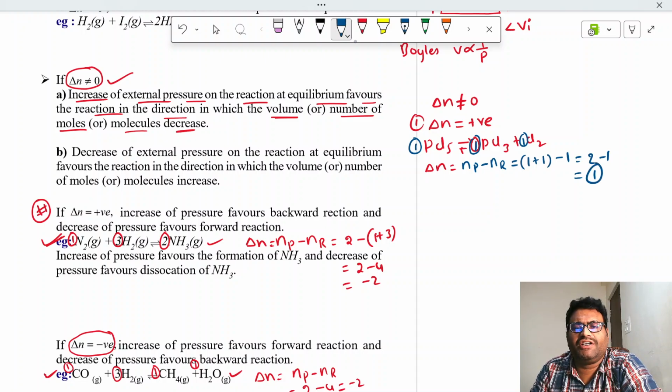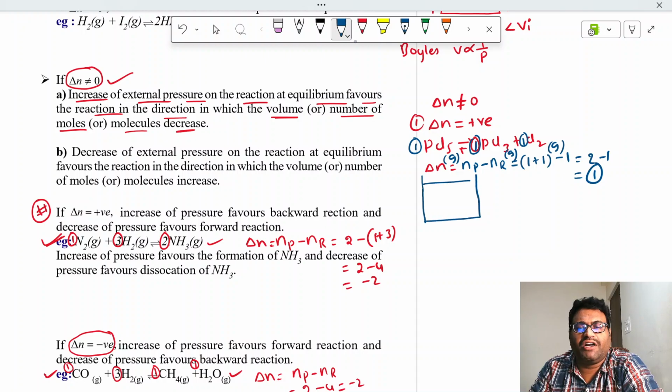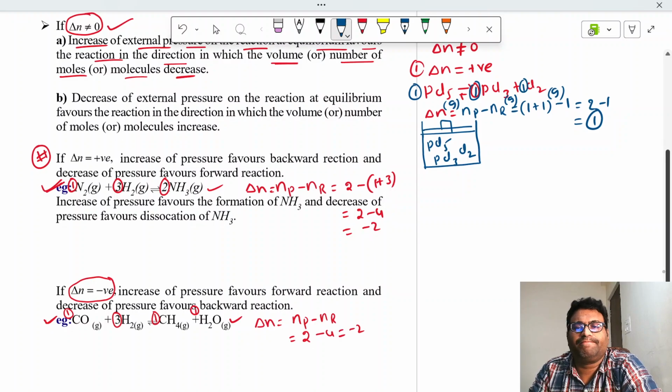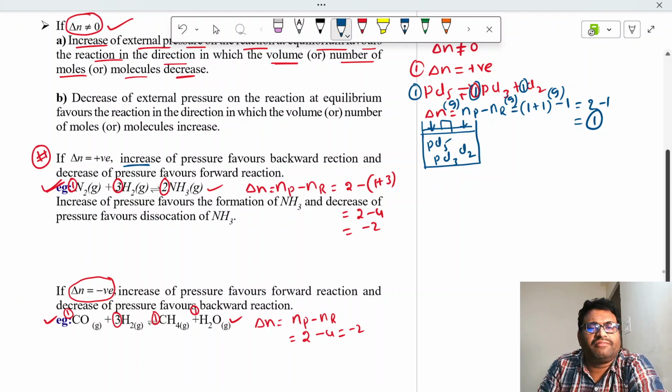For PCl5, all are gases. In which state are they present? All are gases. So now in this container, PCl5 is present, PCl3 is present, and Cl2 is also present. All are present. Now what I am doing is pushing it. I am increasing pressure.